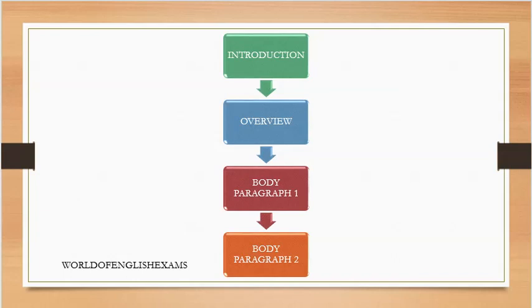Now moving on to the third paragraph, which is body paragraph 1, and the fourth one is called body paragraph 2. So these two body paragraphs are in essence of what you want to represent in the report, and you can classify it based on similarities and differences, or you can talk about one country in one body paragraph and the other country in the other body paragraph. This is called variable structure, variable number 1 and variable number 2.